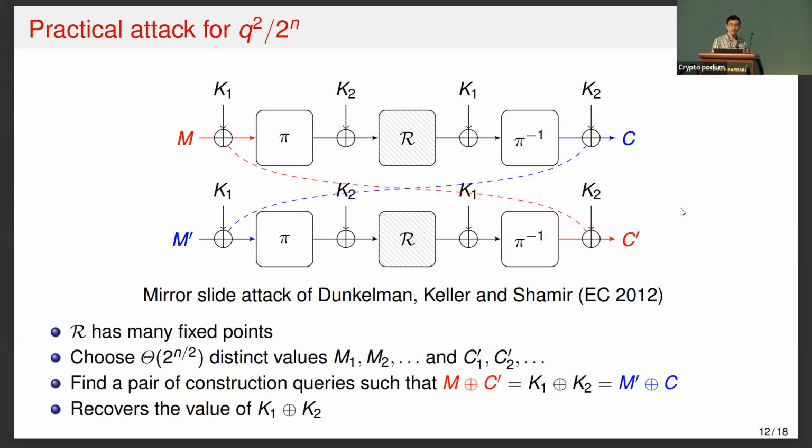So there is a chance that we may be able to improve the security of the construction when we choose a reflector without so many fixed points. Then maybe there is a chance that we can avoid this attack and avoid this Q squared term. But this also seems difficult.